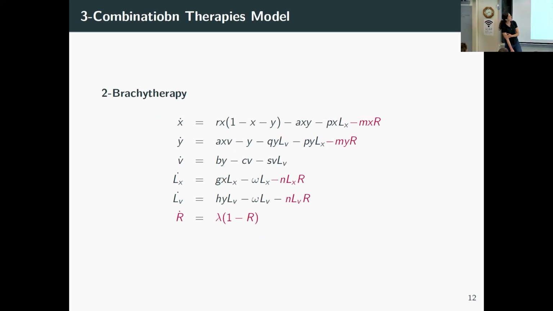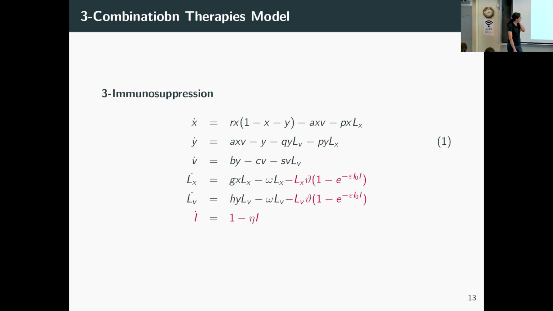Okay, next we have brachytherapy. The radioactive seeds are planted very close to the tumor cell. R is the dose of radiation at each time T. Again, they are going to have an effect on both the tumor cells and the leukocytes.